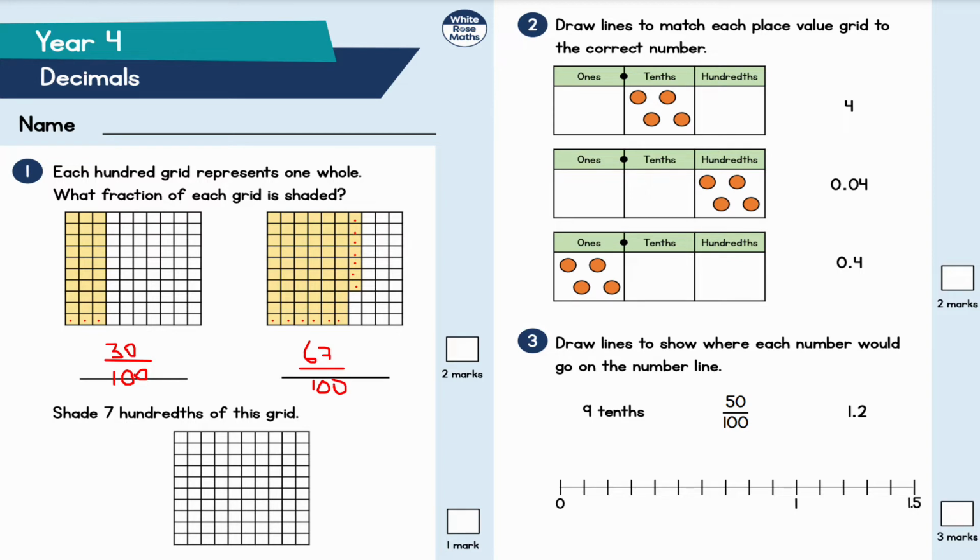Next question, shade 700. So I'm going to be shading in 7 squares. So 1, 2, 3, 4, 5, 6, 7. Okay, so I'm shading in everything on this red line.